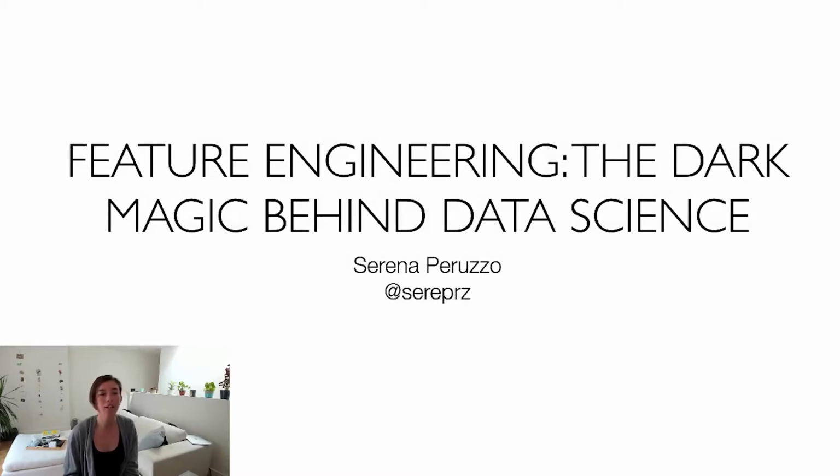My name is Serena, and I'm a data scientist on the multi-channel data team at Shopify in Toronto. One of the most common questions I get from friends who are familiar with machine learning but don't work in data science is how do you decide what data to use to train a model? So today I'm going to talk a little bit about that process, which we call feature engineering.